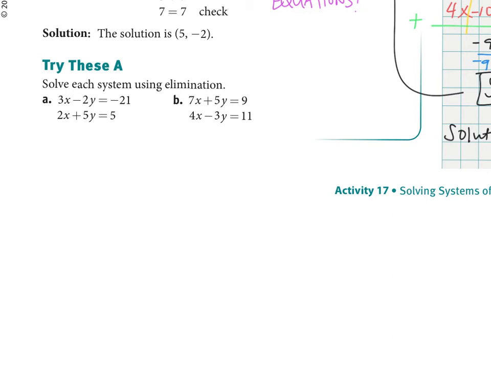All right, so let's figure out what we want to eliminate. I mean, we could easily eliminate the x's for sure, even though they're both positive, but sometimes it's easier to eliminate the y's. So go ahead, pause the video right here. I'm going to see if you can figure out what numbers we can multiply each of these equations by, so that way our y's would cancel.